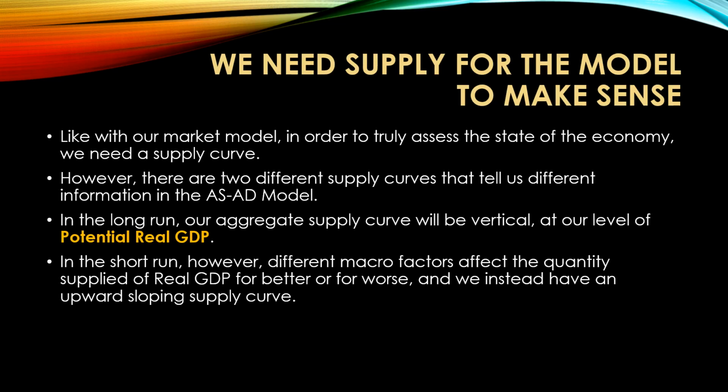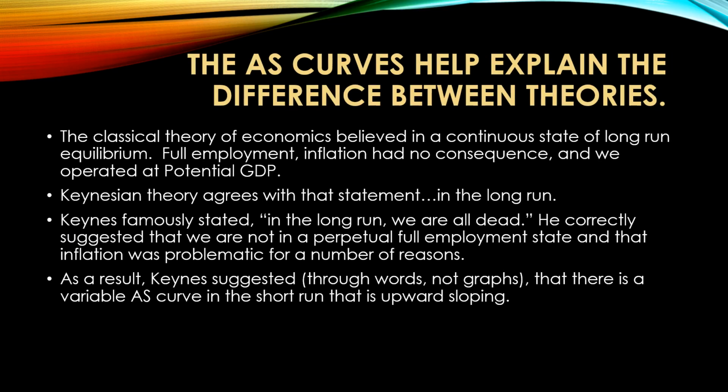And then we'll have a short run one, which will resemble a traditional supply curve that you saw in a regular market, upward sloping. And we'll talk about the assumptions that allow for that to happen. And that will represent the short run and effectively the Keynesian theory in macroeconomics. So again, the classical theory is going to be represented by the vertical long-run aggregate supply curve.